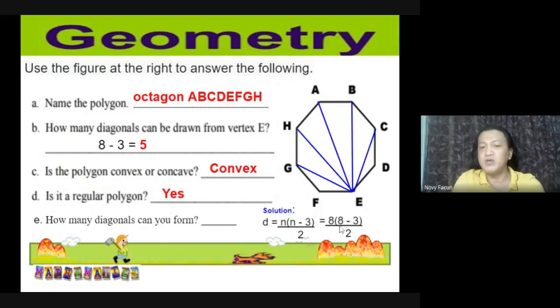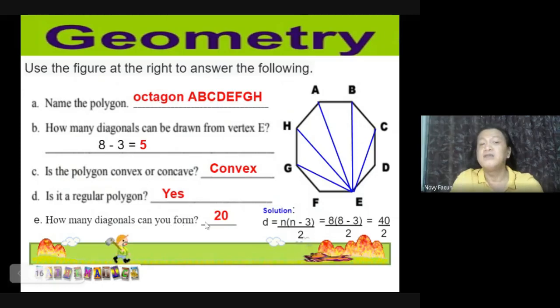Pag sinimplify natin yung 8 minus 3, 5 na yon. 5 times 8, that is 40 divided by 2. And what is 40 divided by 2? And we have 20. That is the number of diagonals that we have in this octagon.